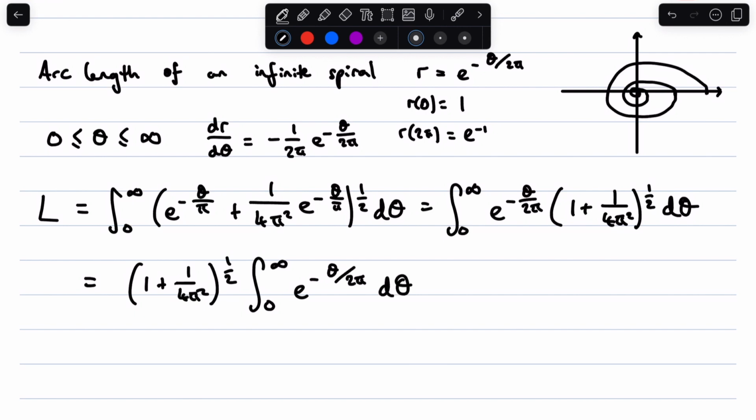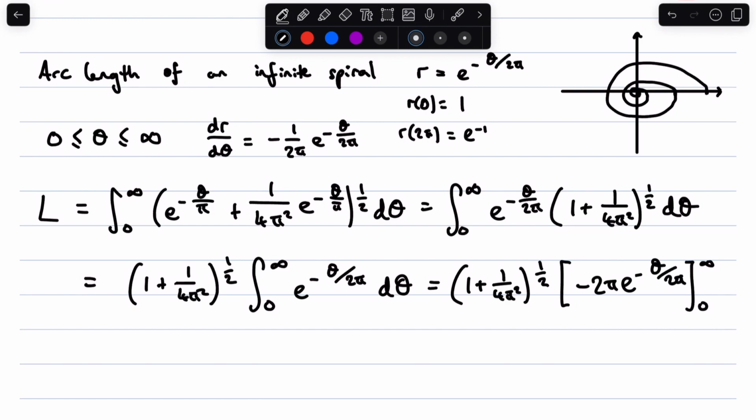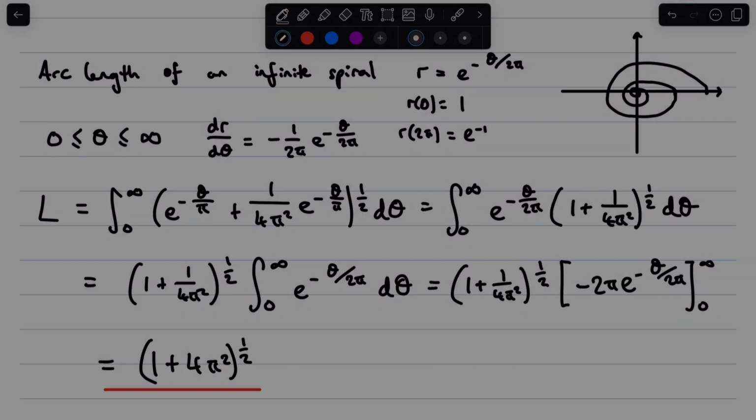Now if we do the integral, we'll be left with the square root of 1 plus 1 over 4 pi squared, times minus 2 pi e to the minus theta over 2 pi for the limits 0 to infinity. If we substitute in those values, we're just left with the square root of 1 plus 4 pi squared. So this infinite spiral has a finite length, which is quite an astounding result.